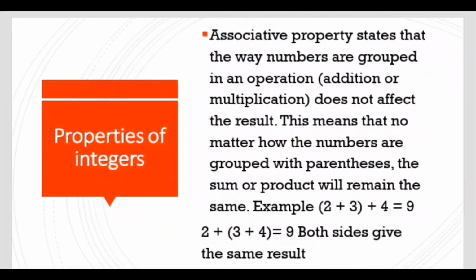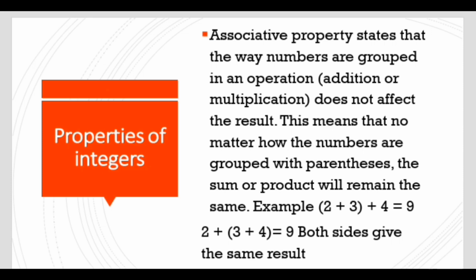Another property of integers we're going to be treating is the associative property. The associative property states that the way numbers are grouped in an operation, if it is addition or multiplication, does not affect the result. This means that no matter how the numbers are grouped with parentheses, the sum or product will remain the same. It will surely remain the same.